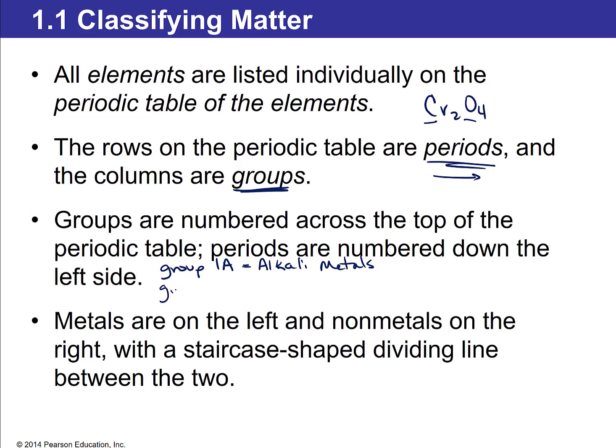Group 2A, they found that that column also had similar characteristics. They called those the alkaline earth metals. So magnesium and calcium, they behave very similarly. So think things in columns have similar properties. There's two other groups, but we'll do the ones on the far side. So group 7A, the next to the last column, these are called the halogens.